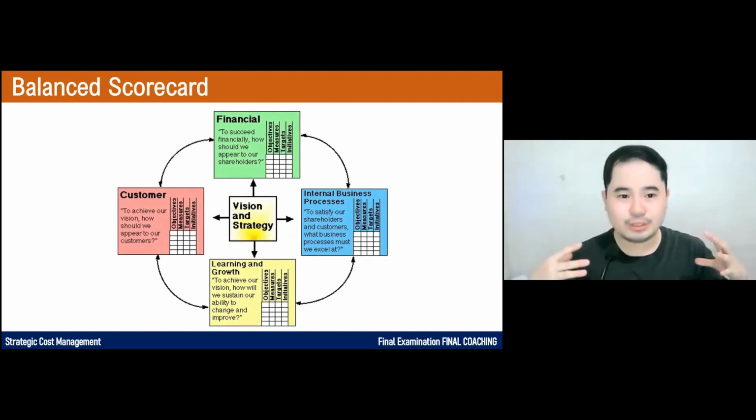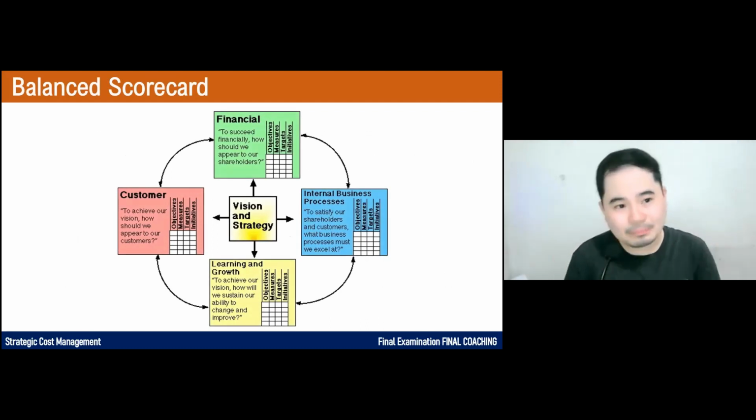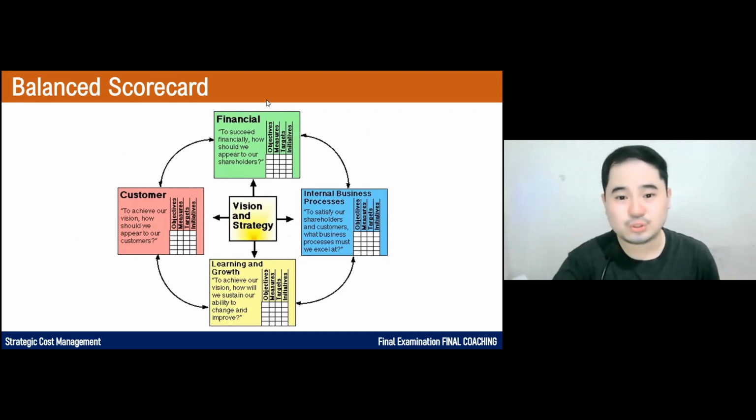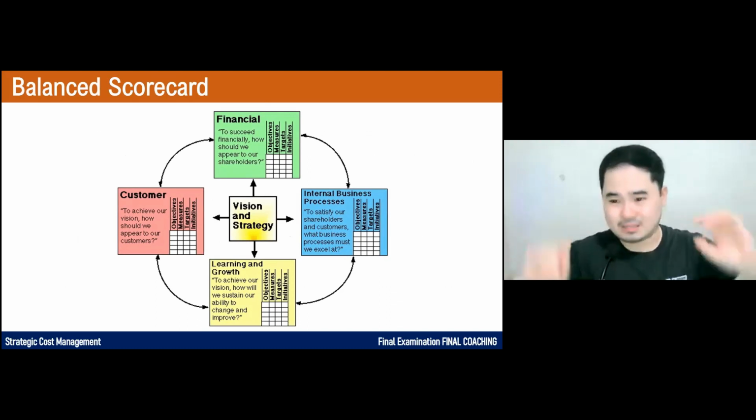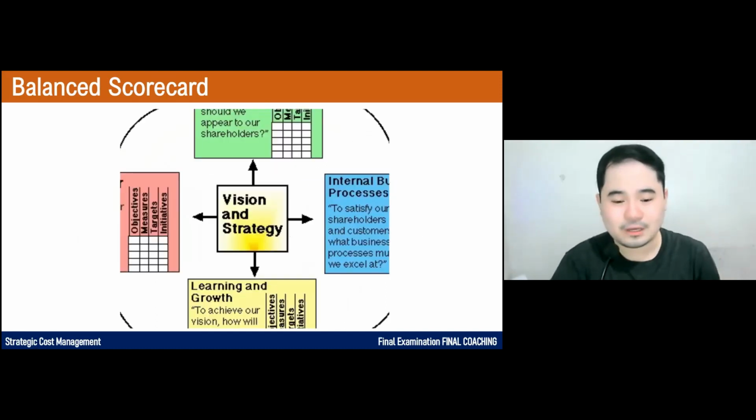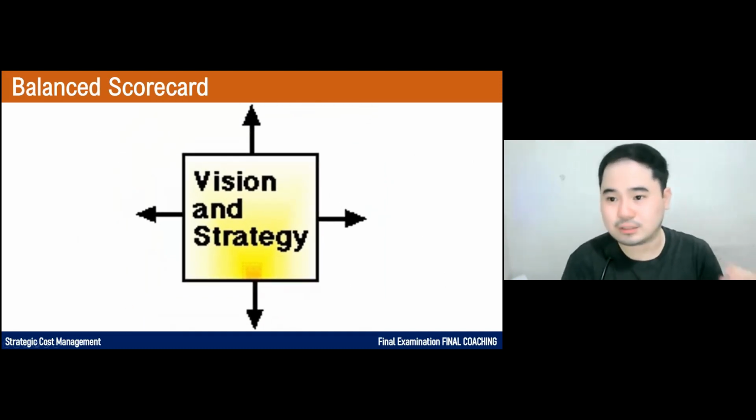Going deeper naman, Norton and Kaplan introduced naman po yung tinatawag po nating balanced scorecard. When we say balanced scorecard, you measure the performance of an entity not only in quantitative terms, you also look at the qualitative or non-financial terms. Basically, it's not about numbers already. Okay, so you will be looking at the vision and strategy.